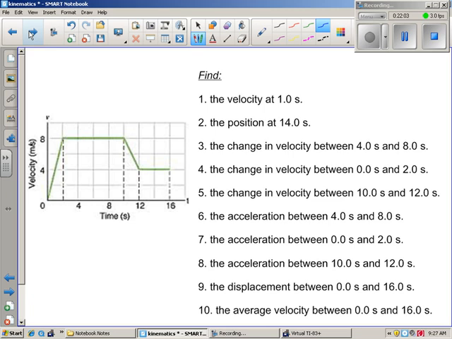This is a velocity time graph as opposed to a position time graph. I've asked you for just about all of this stuff on position time graphs before. In fact, we had a quiz on it. Now we're going to ask you these same things with a velocity time graph. Let's see how we go about doing this. We want to find the velocity at a certain moment in time here. An instantaneous velocity, we call it. I could have said for number one, find the instantaneous velocity at 1 second. How are we going to do that?